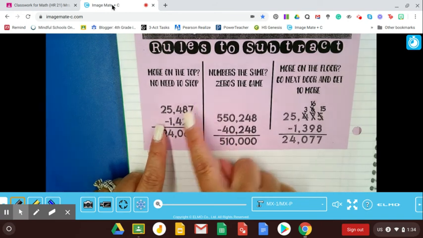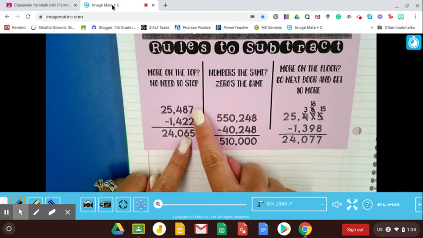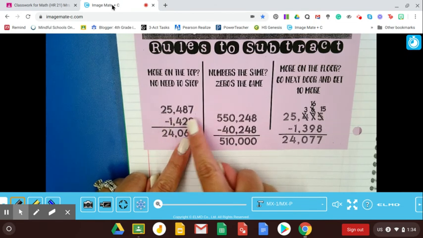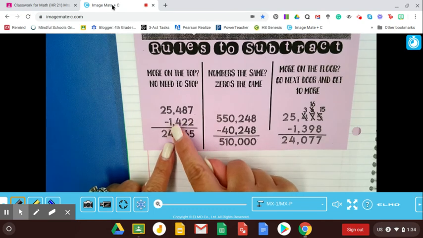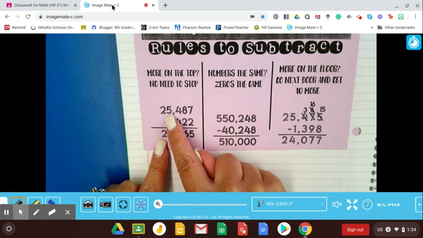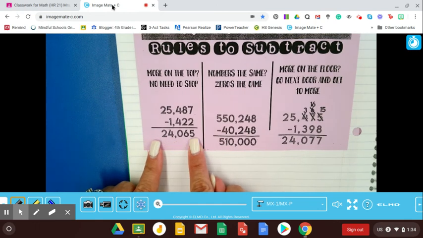If you're subtracting 7 minus 2, we know we always start in the ones column. There's more on the top. That means there's no need to stop. 7 minus 2 is 5. 8 minus 2 is 6. 4 minus 4 is 0. 5 minus 1 is 4. And 2 minus nothing is 2. So that's the easiest kind of subtraction there is.